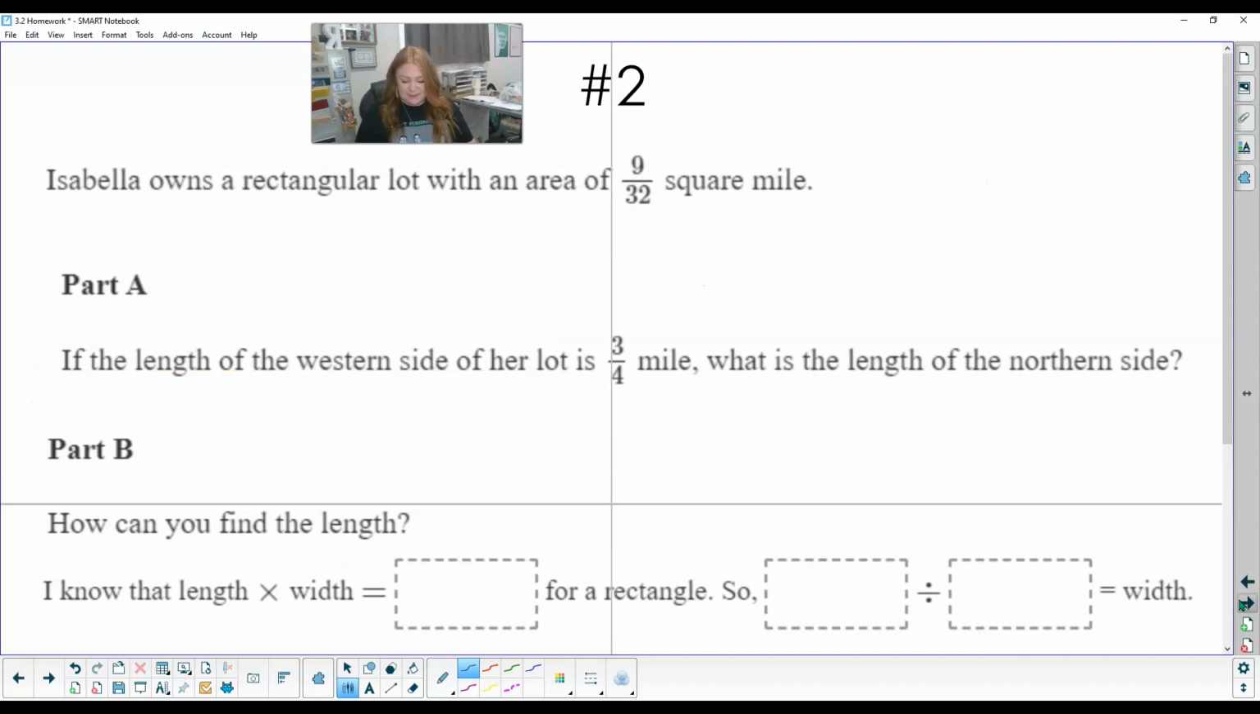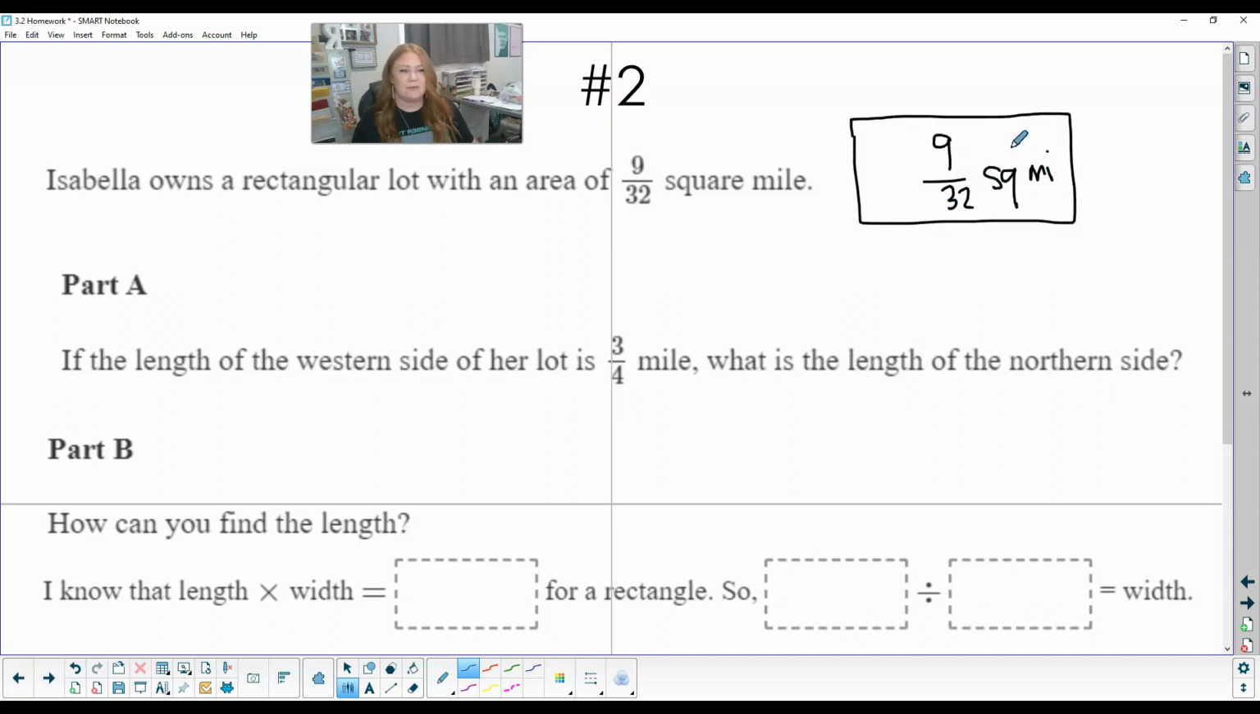Number 2 tells us that Isabella owns a rectangular lot. So I'm going to draw myself a picture here. And the total area is 9/32 square miles. So you've got that there. The length of the west side, so northeast, southwest, is 3/4 of a mile. It wants to know what is the length of the north side, right? And if I know this side, I know the east is this. I know the south will be the same since it's a rectangle. So we need to figure out the length of the north side.